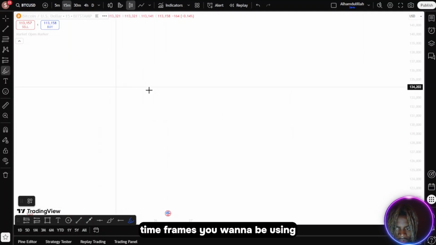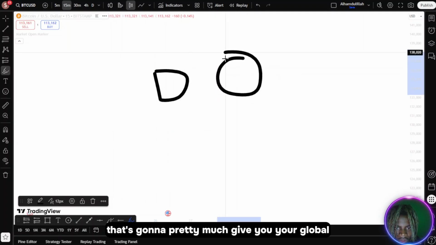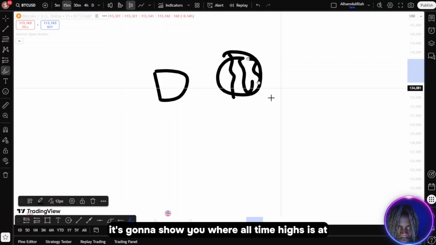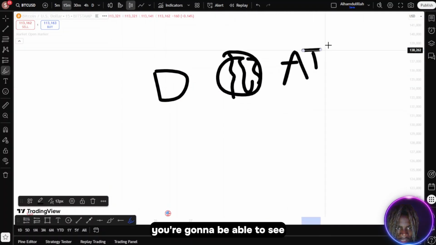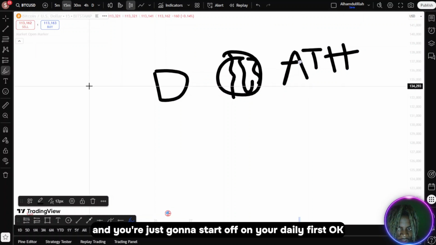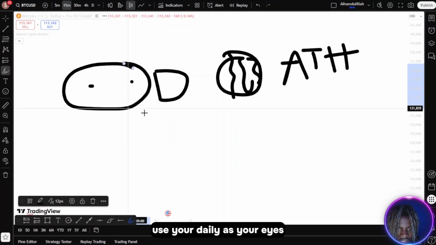Time frames you want to be using: use your daily time frame. That's going to pretty much give you your global eyeball. It's going to show you where all-time highs are at. You're going to be able to see if your support is being held, and you're just going to start off on your daily first. Your dailies are going to be your eyes. Use your daily as your eyes.